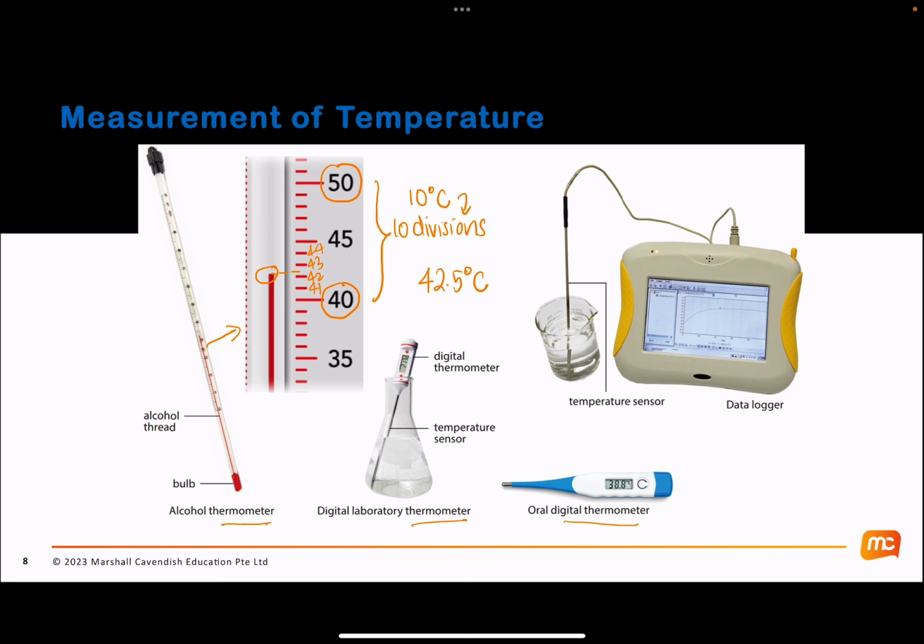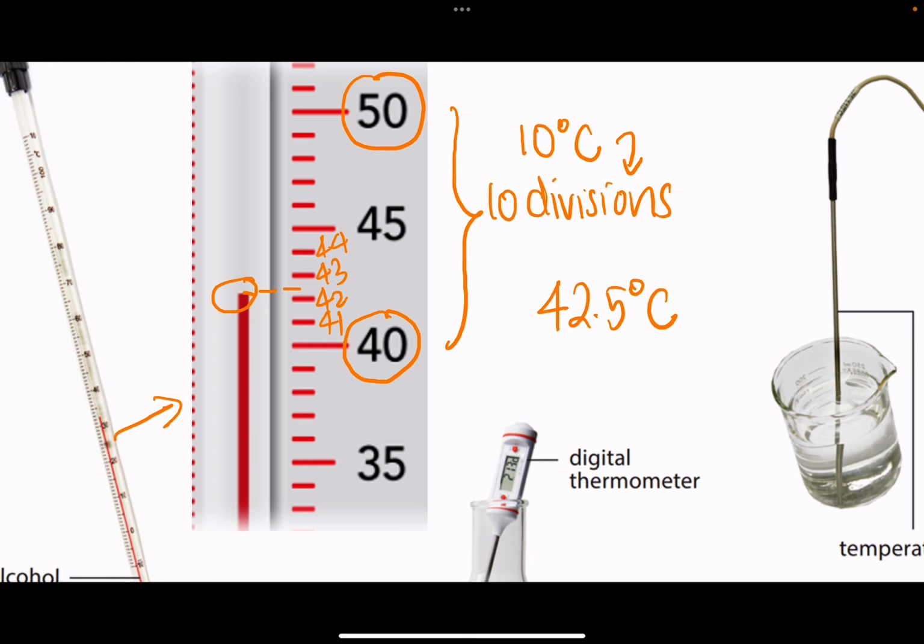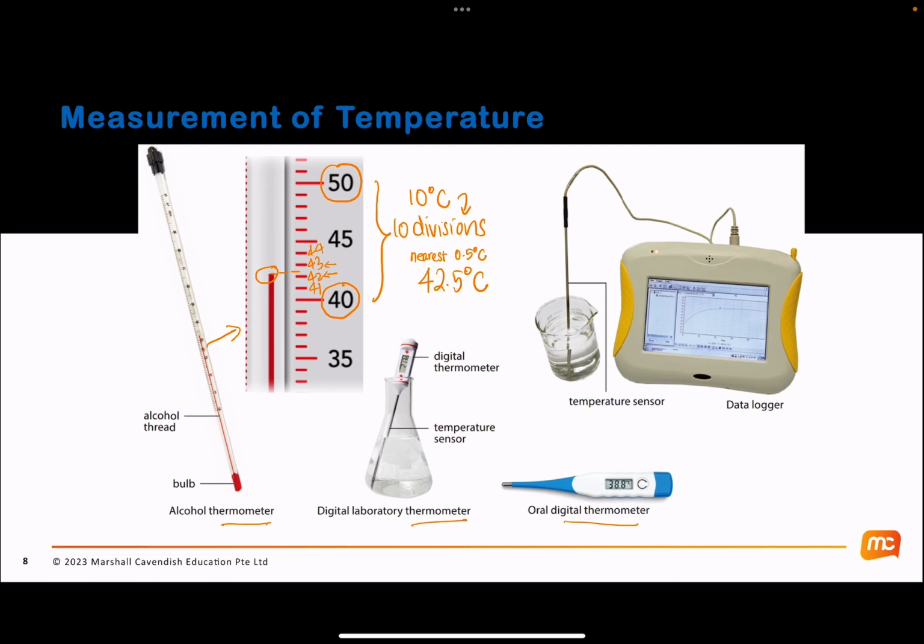I'm able to read in between. Okay, let me enlarge this. I'm able to read in between these two temperature readings. So for thermometers, they are able to give us an accuracy of the nearest 0.5 degrees Celsius. There are some thermometers whereby it's calibrated even more accurately, but the current accuracy that I show you is the general one that we see in our school laboratory. So that is a thermometer for you.